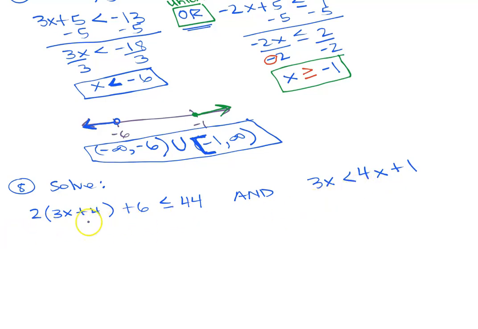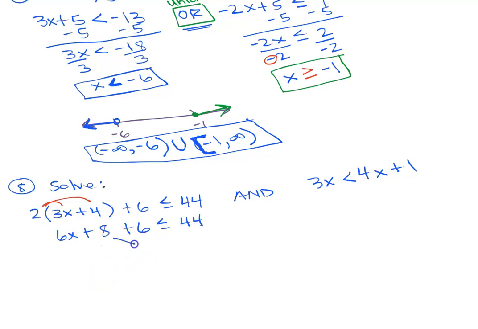Okay, so let's go ahead and solve this one. I see we have parentheses here, so we do need to start by distributing that through. That'd be a good first step. So 2 times 3x is 6x, 2 times 4 is 8, and then we still have this plus 6 is less than or equal to 44.